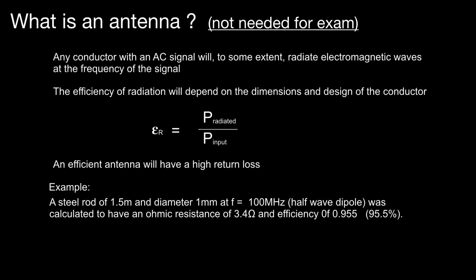An example that I found on the internet, a steel rod of 1.5 meters and diameter 1 millimeter at 100 megahertz was calculated to have an ohmic resistance of 3.4 ohms and efficiency of 95%. So there you can see that the efficiencies that you're looking for in antennas are typically quite high. We want as much power to be radiated as possible. So nothing to be learned here. This is, again, just background.